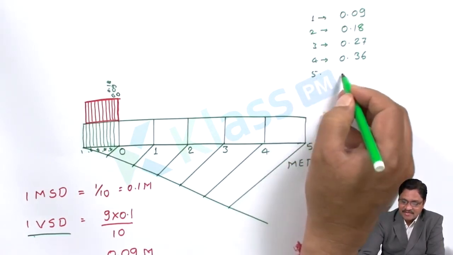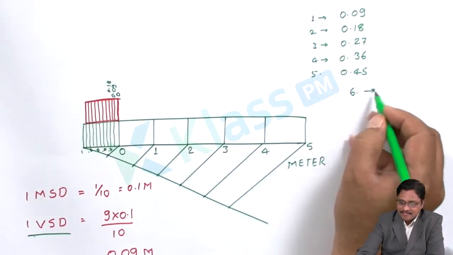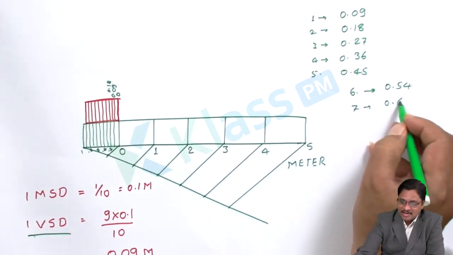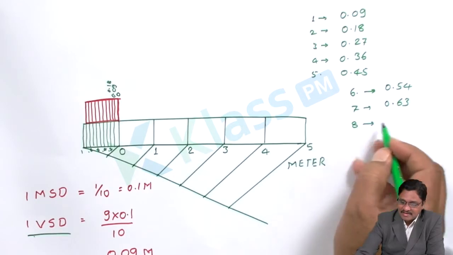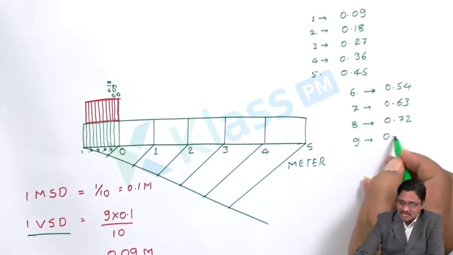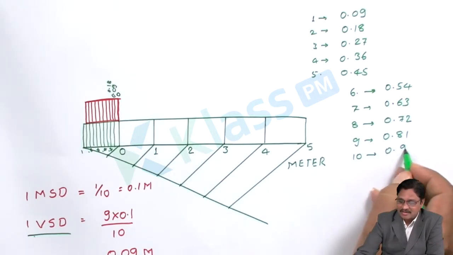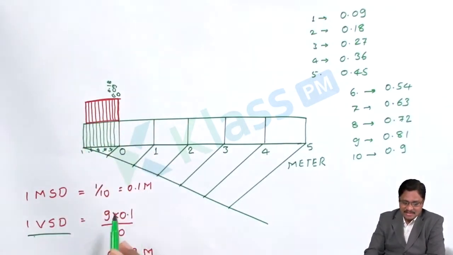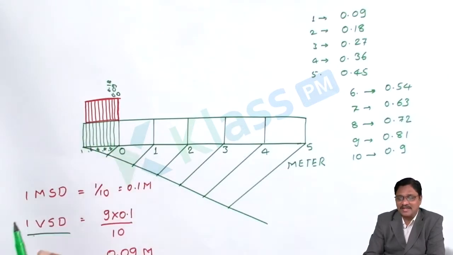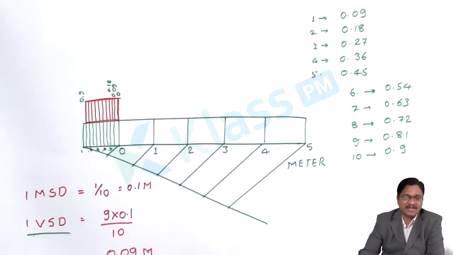0.36, fifth one 0.45, sixth one 0.54, seventh one 0.63, eighth one 0.72, ninth one 0.81, 10th one is 0.9. The total length is nothing but 9 divisions into 0.1, which is 0.9, so that we reach the Vernier length. So this is the division value. The last division value I get is 0.9.